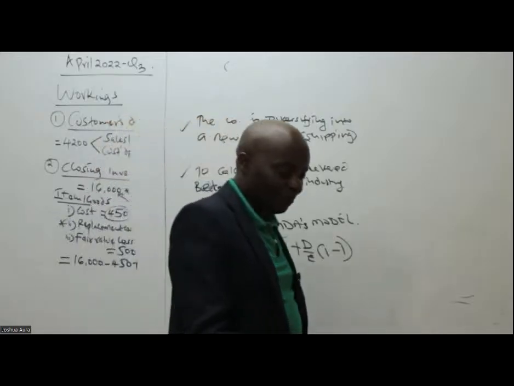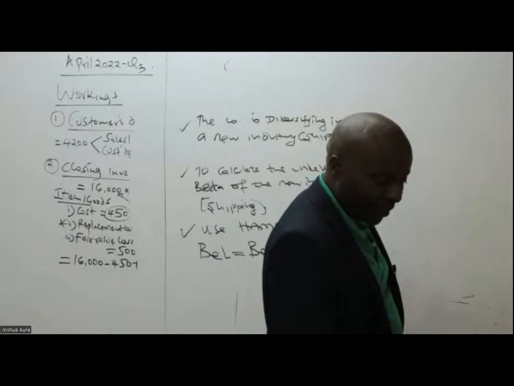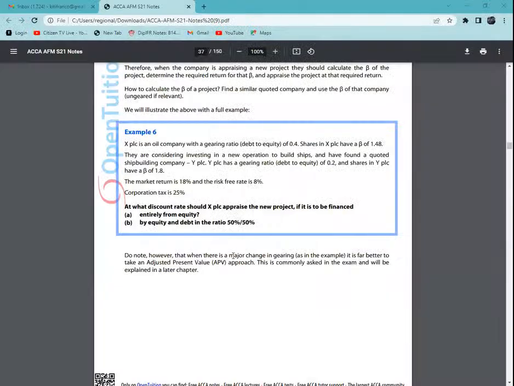Now come here, slowly. These are things that will disturb you a lot if you don't know them. Now, XPLC is an oil company with a gearing ratio, debt to equity, of 0.4. Shares of this XPLC have a beta of 1.48. So the beta of this own company, 1.48, is irrelevant.